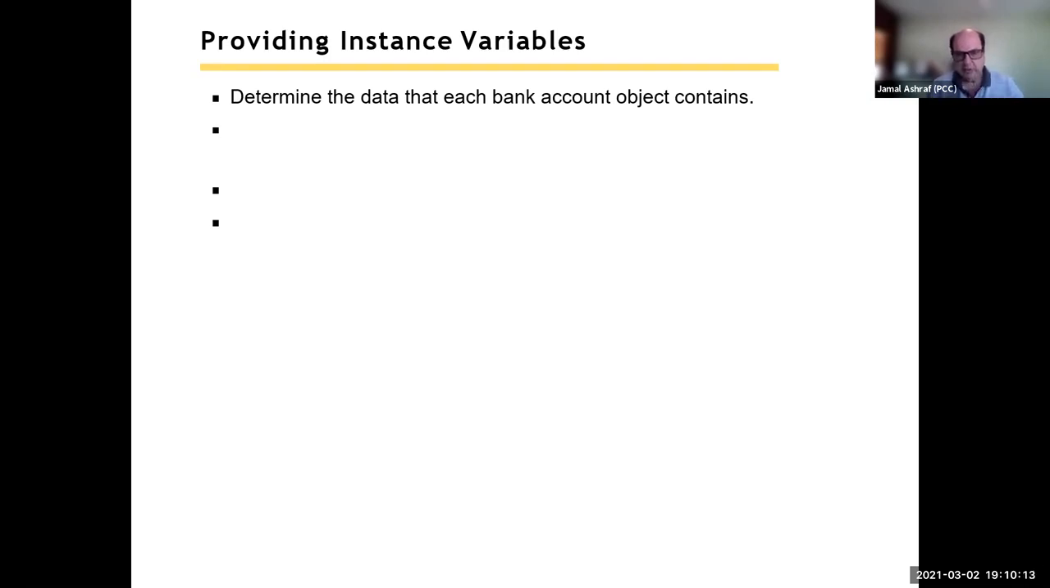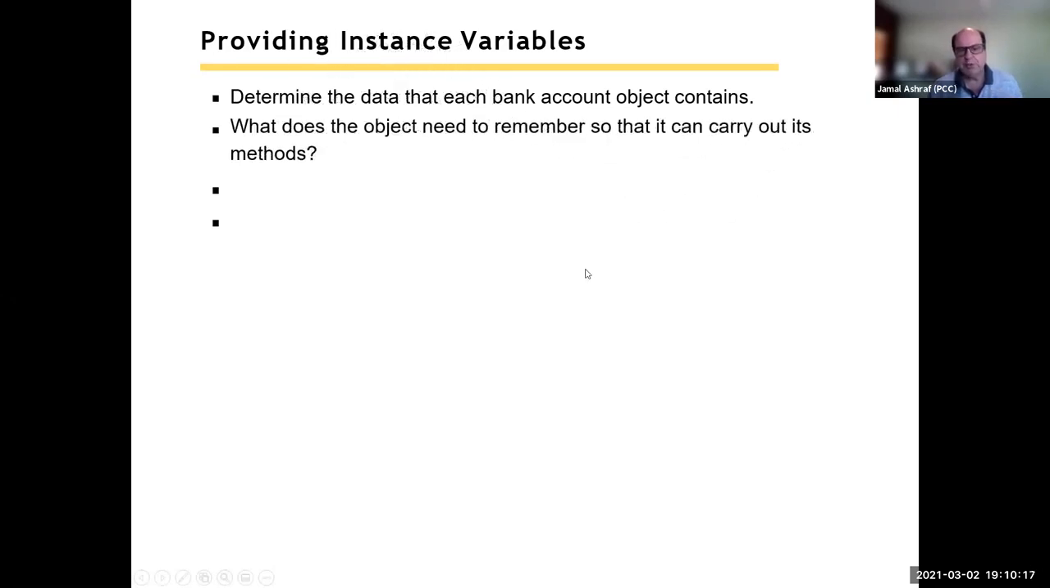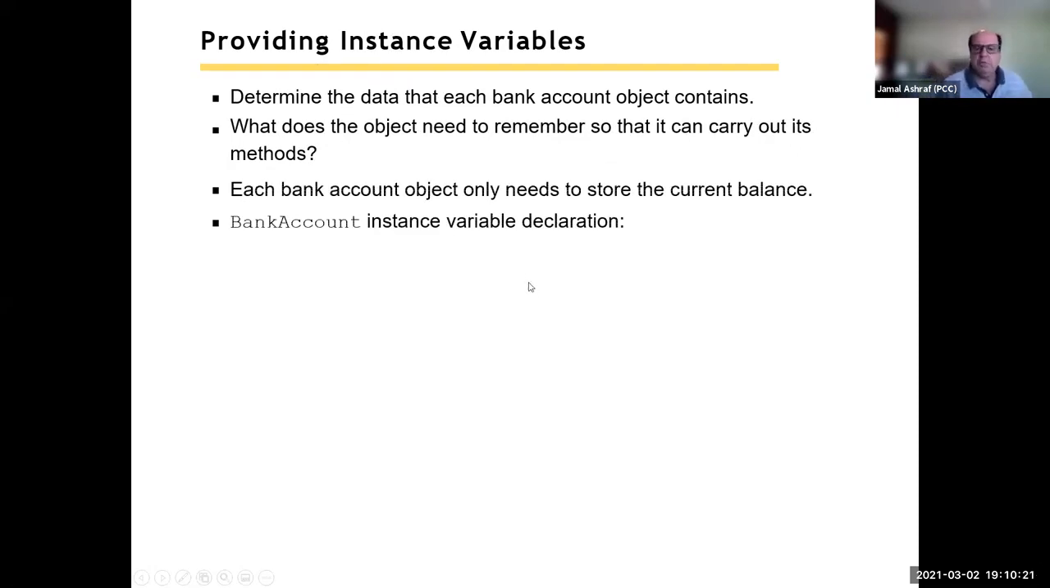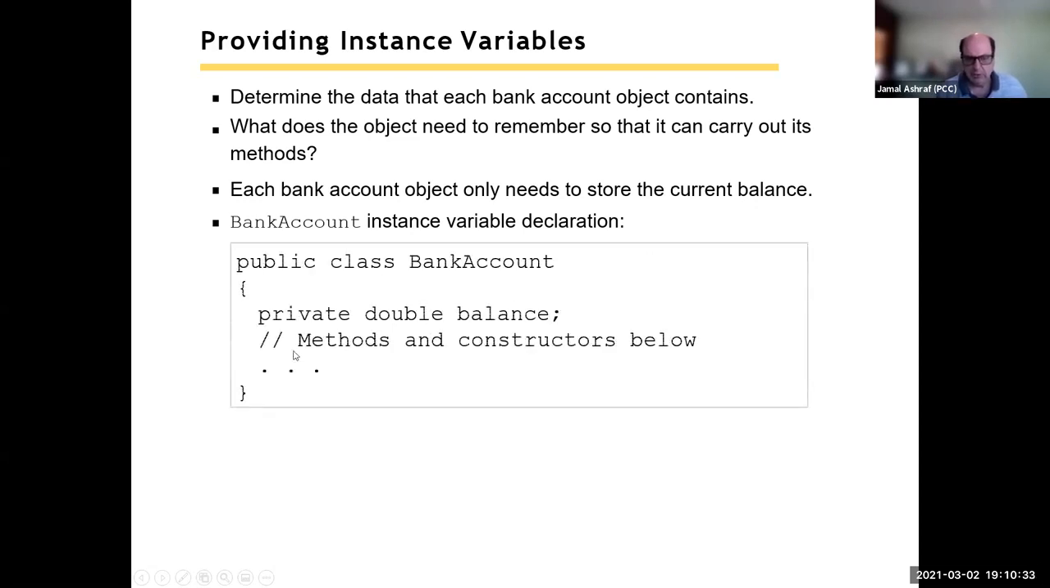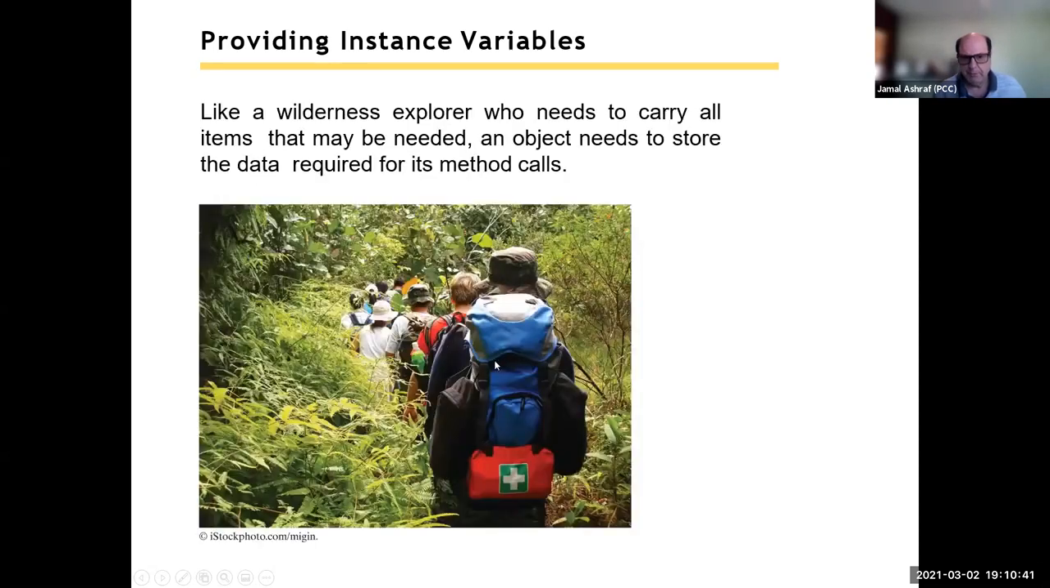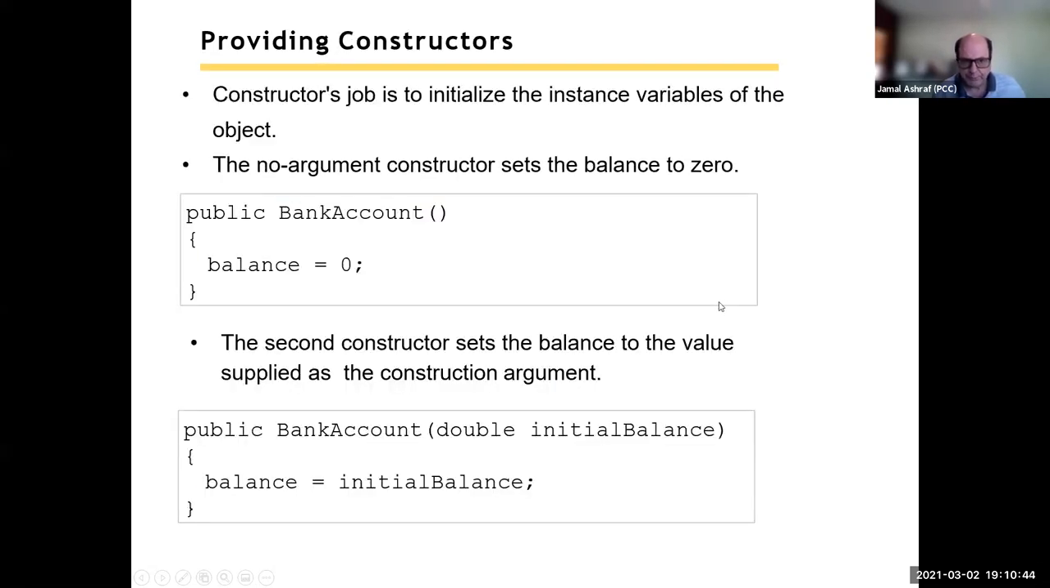So what is it that we need for the bank account object? What does the object need to remember? Each bank account object only needs to store the current balance. That's all we need, and that's what we're going to have as an instance variable. So we go out there. Remember, for an instance variable we're going to use private. So we're going to have a balance, and that's all we're going to have for this portion right now.